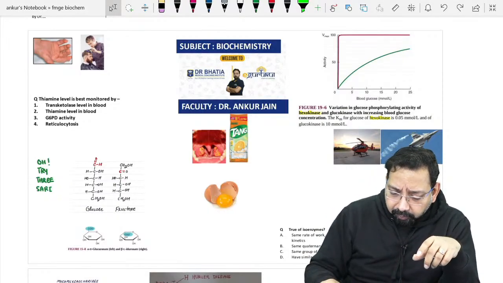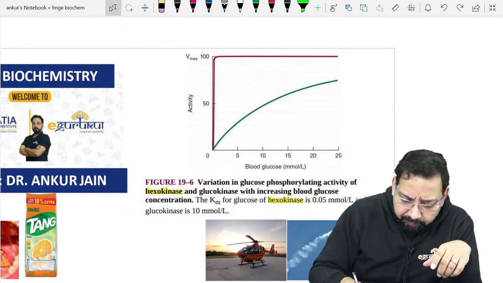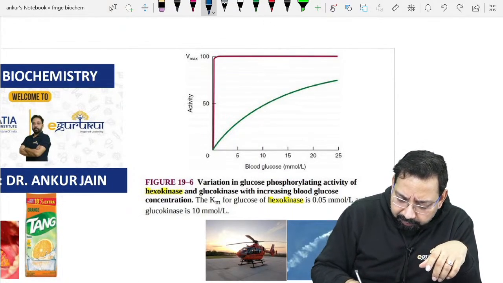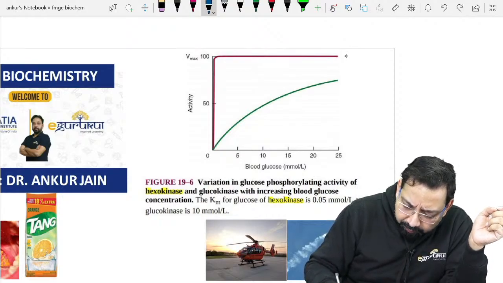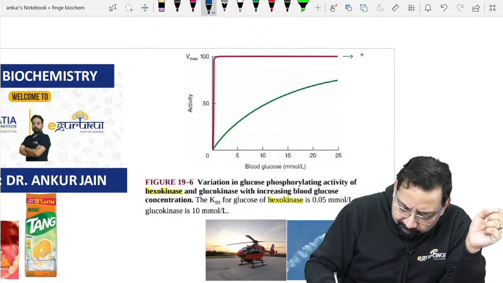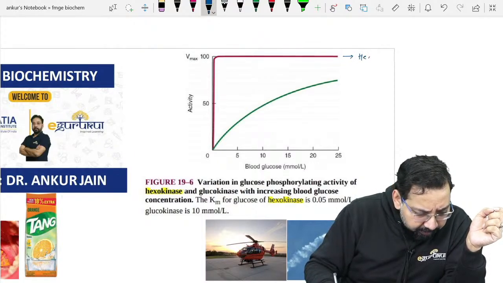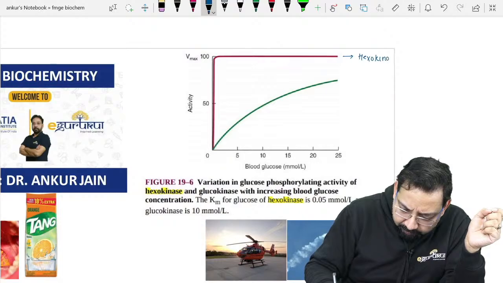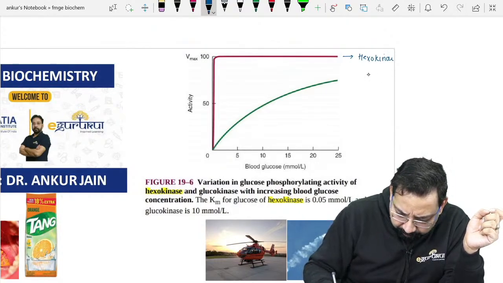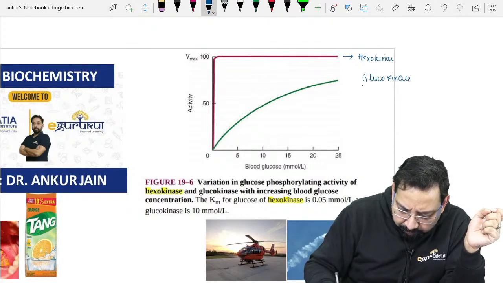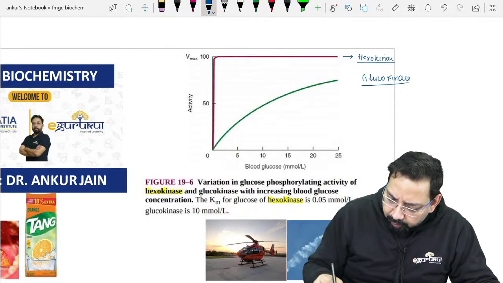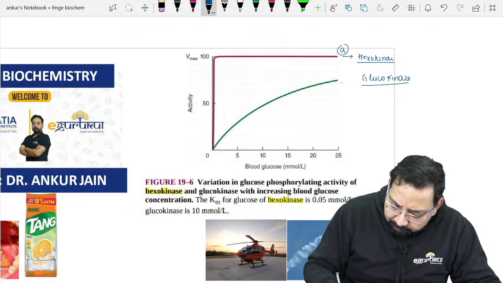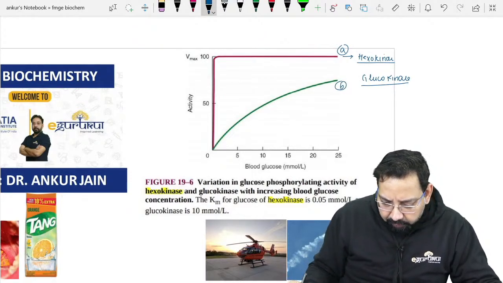Now we start with the first question and first mnemonic. If they give this graph, taken from Harper, this question was asked. This graph is for hexokinase or glucokinase. Any idea, please do reply. This is A, this is B. Is A for hexokinase or glucokinase?